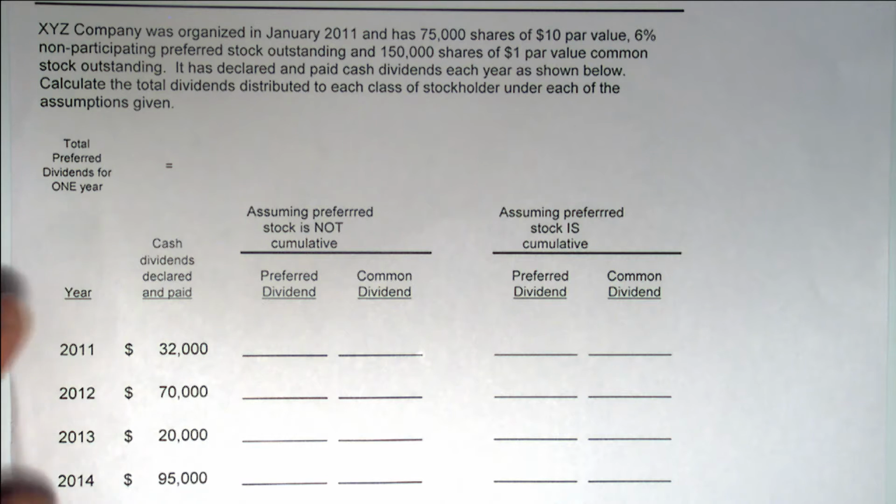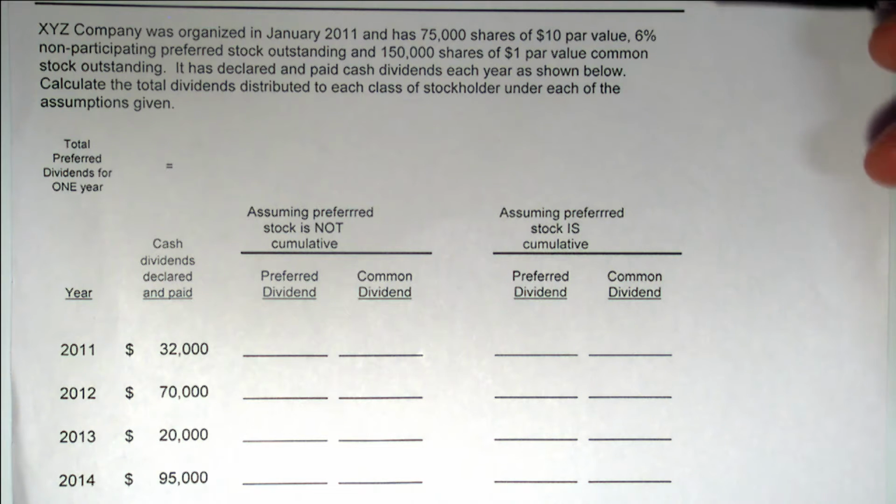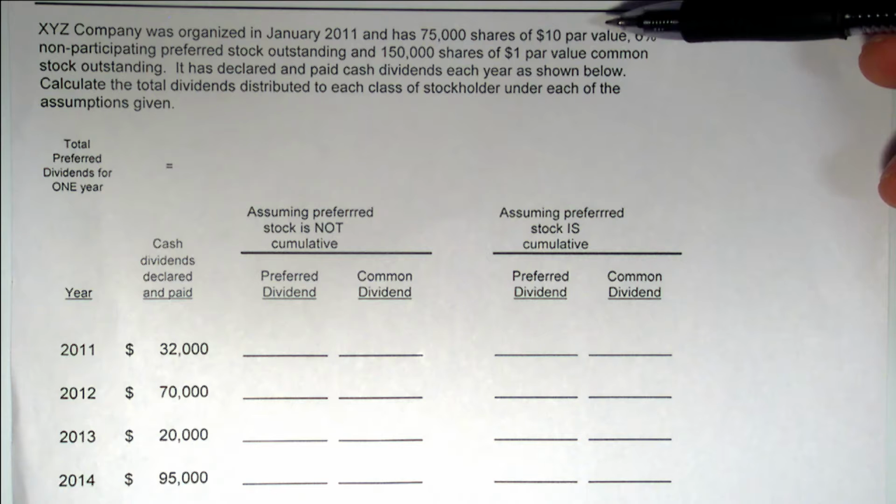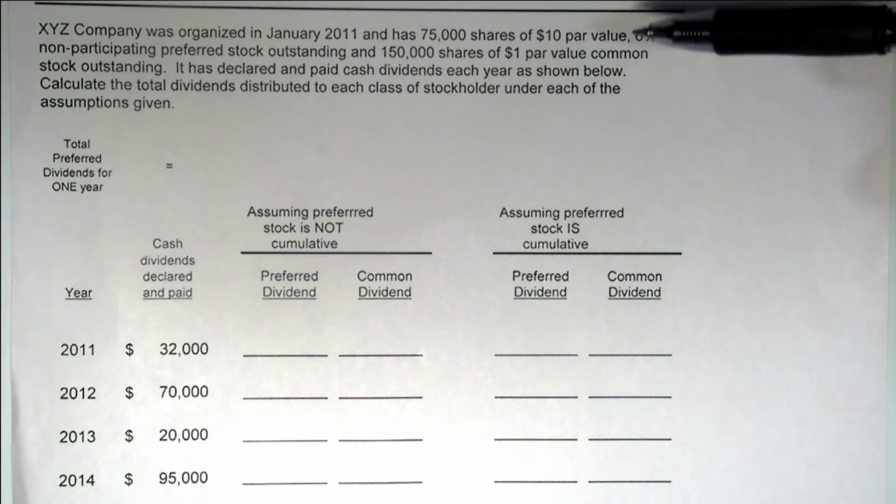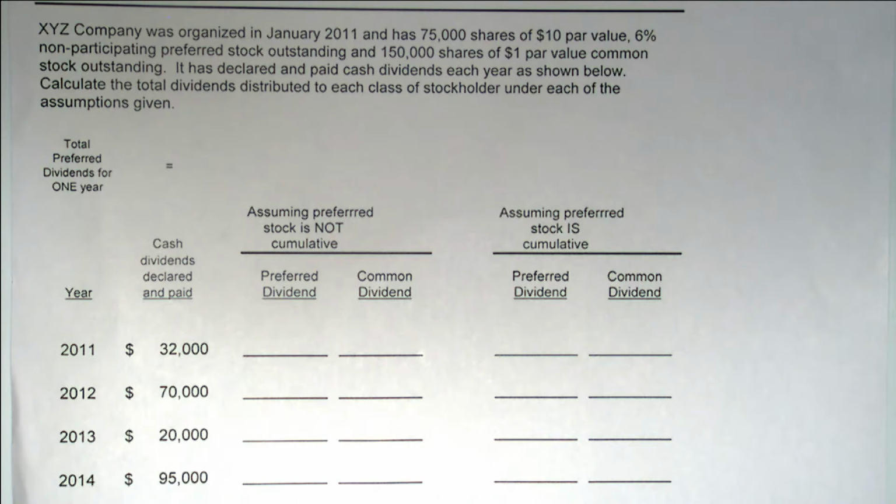XYZ Company was organized in January 2011 and has 75,000 shares of $10 par value, 6% non-participating preferred stock outstanding, and 150,000 shares of $1 par value common stock outstanding. It declared and paid cash dividends each year, shown below. Calculate the total dividends distributed to each class of stockholder under each of the assumptions given. Now we're shifting into that gear of, remember, preferred stock? It's that separate class of stock that you might issue, and they have preference over the common shareholders in regards to dividends, for one thing. That's what we're concentrating on here.